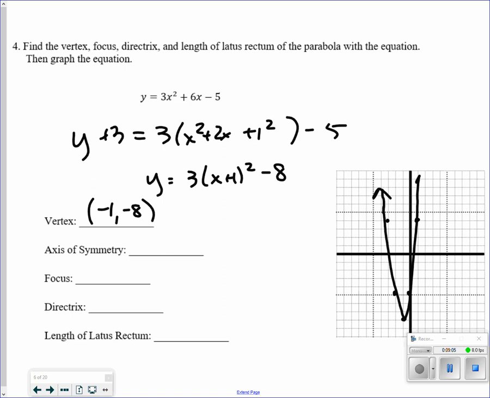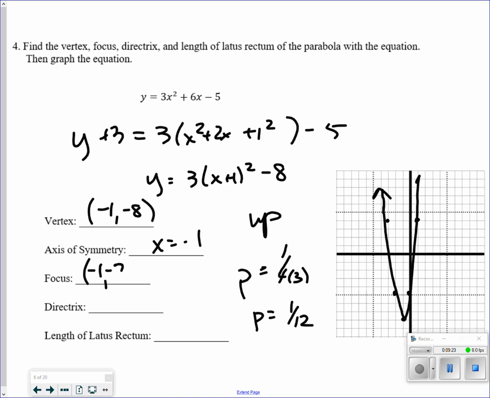Axis of symmetry in this case is an x equals, and the direction would be up, even though that's not asked in a blank. P is required. 1 over 4a, so I get a 12th. So if I went up a 12th and made a point, you're talking about negative 1, negative 7 and a 12th. If I went down a 12th and drew a line, you're talking about negative 8 and 1/12. And yes, you need the y equals. Length of the latus rectum is always 4a. So 1/3 is the length of the latus rectum.